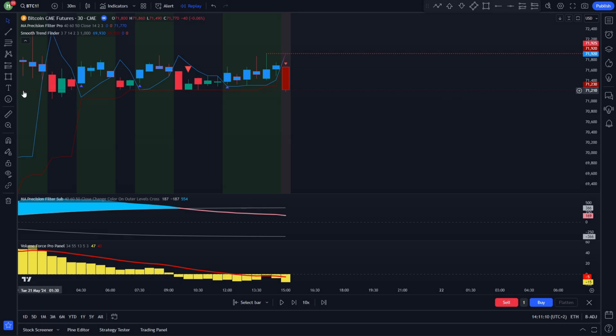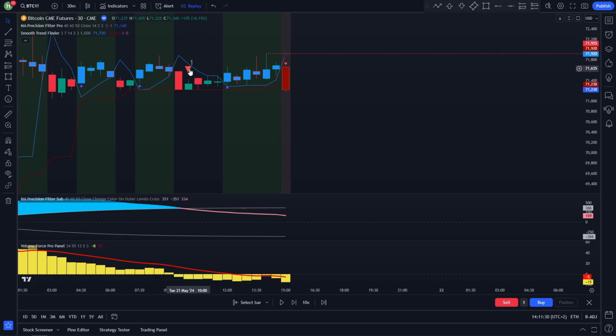Next, let's explore another trading example. For this example, I've selected Bitcoin futures in the 30-minute time frame. From the chart, we can see that we received our first buy alert from the MA Precision Filter Pro during a period of market consolidation.